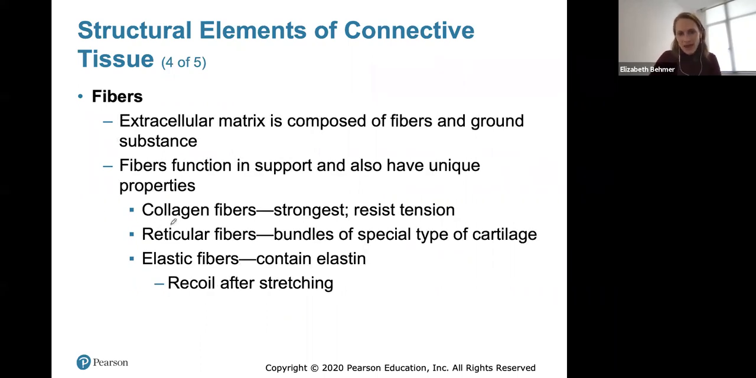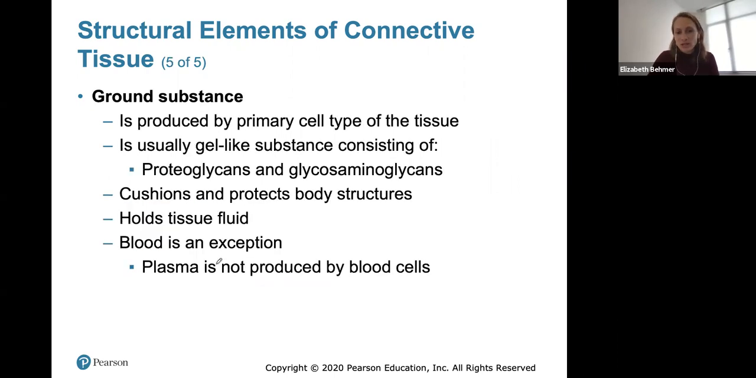The different fibers that we can have in the extracellular matrix of connective tissue are helpful to support and also have very unique properties. We can have collagen fibers, which are the strongest, reticular fibers, which are bundles of a special type of collagen, and then elastic fibers contain elastin, which can recoil after stretching. The ground substance of connective tissue is produced by the primary cell type. It's usually gel-like, made of glycans and glycosaminoglycans. It helps to cushion and protect your body structures. It holds all the tissue together as fluid. Blood is an exception because the plasma is not produced by blood cells.